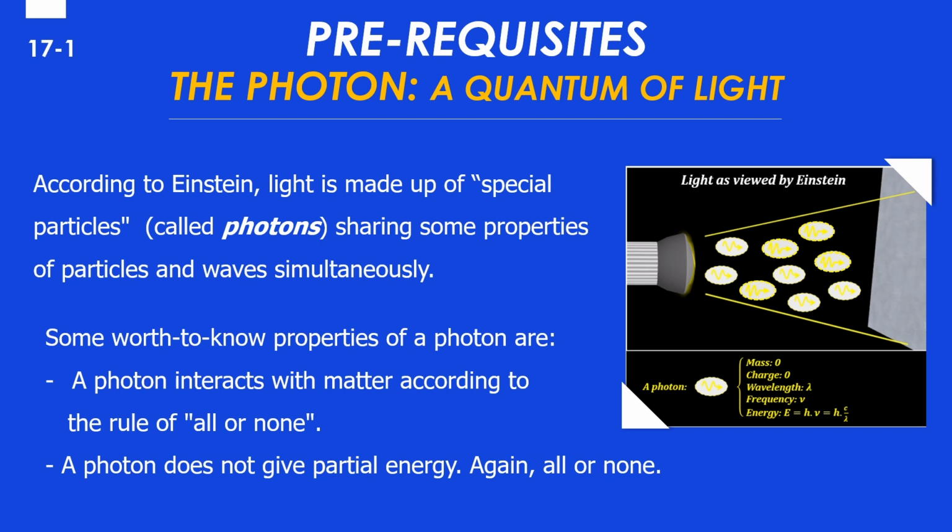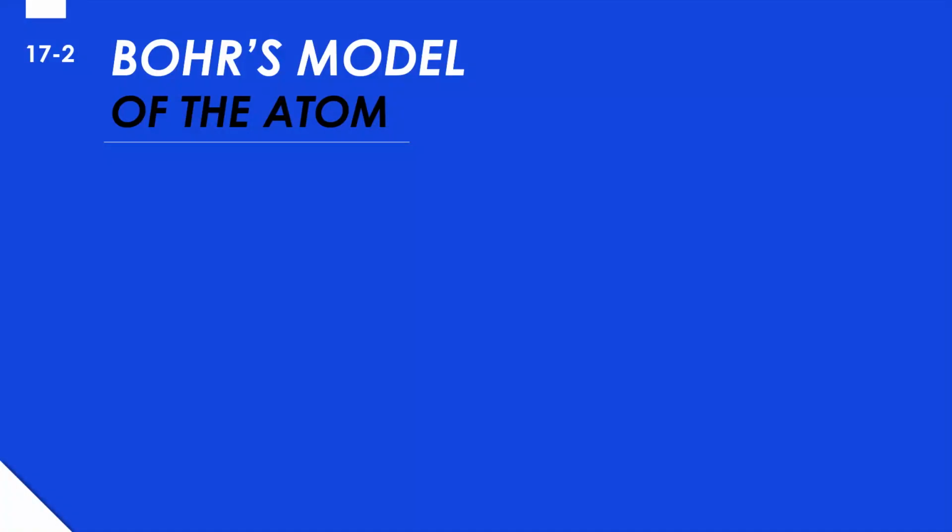A photon cannot give half of its energy, or 20% or 40%. It either gives all or none. We have to keep that in mind so that when we start studying the atom, we can use it fluently. The main part of the chapter is Bohr's model of the atom.